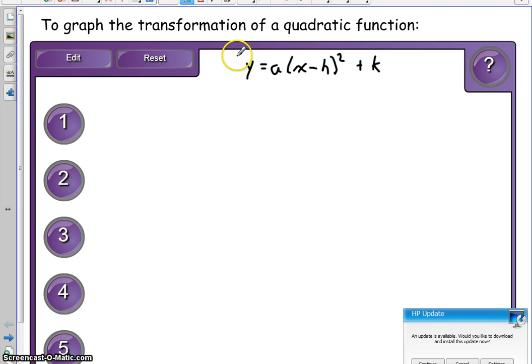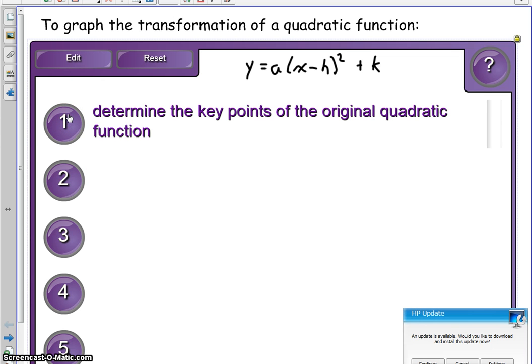So, in referencing what we did last lesson, the first thing that you're always going to want to do is take key points off the original quadratic function. Now, 99 times out of 100, the original quadratic function is y equals x squared. So what are some key points that are on y equals x squared?